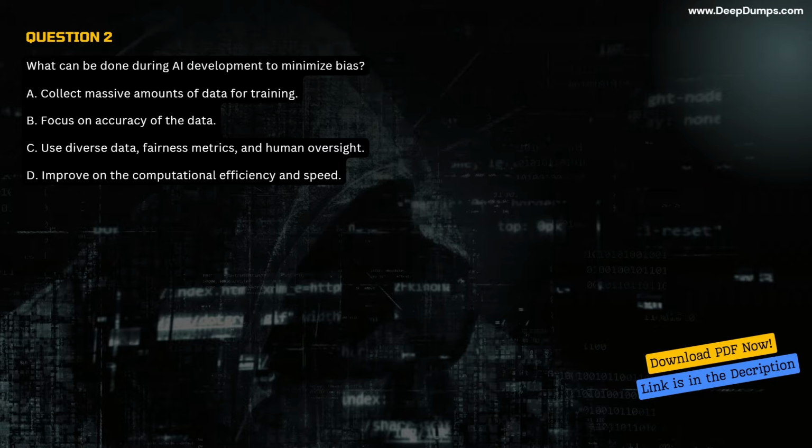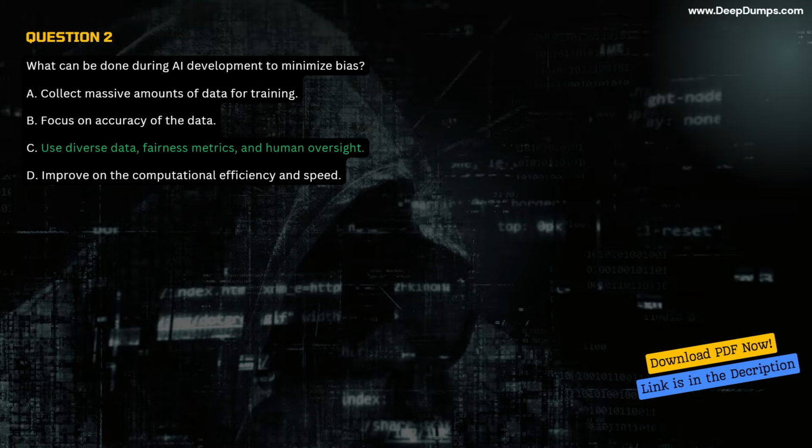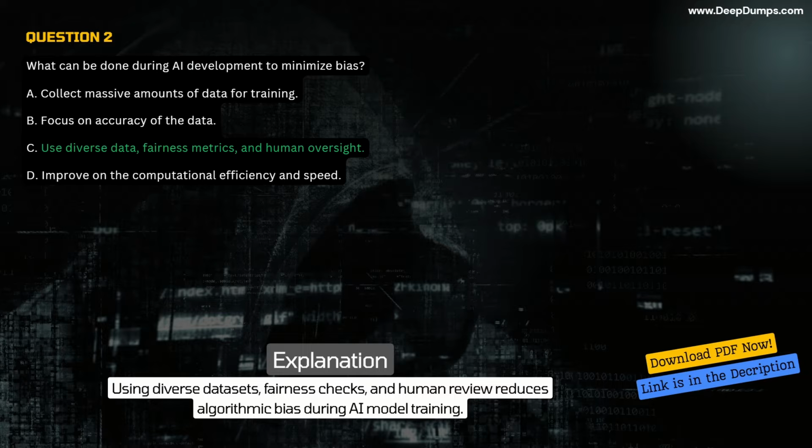Question 2. What can be done during AI development to minimize bias? A. Collect massive amounts of data for training. B. Focus on accuracy of the data. C. Use diverse data, fairness metrics, and human oversight. D. Improve on the computational efficiency and speed. Correct answer, C. Use diverse data, fairness metrics, and human oversight. Explanation. Using diverse datasets, fairness checks, and human review reduces algorithmic bias during AI model training.